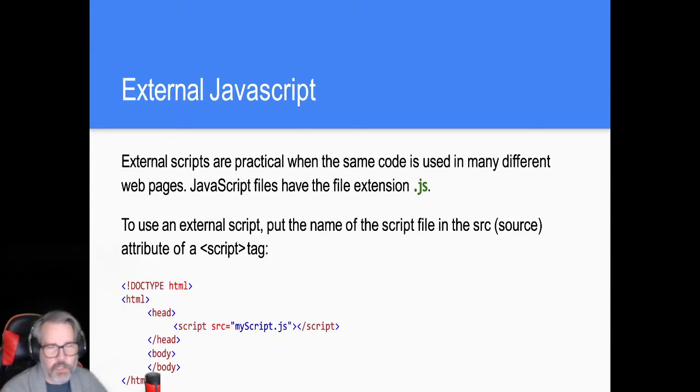Right. External JavaScript. If you're going to use JavaScript more than once somewhere else, then this is the way you would do it. All right. So you could do it in a remote server somewhere, or if you wanted to point to it in that case, or you could put it in a folder on a remote server, and then you're pointing to wherever you stored that JavaScript file.